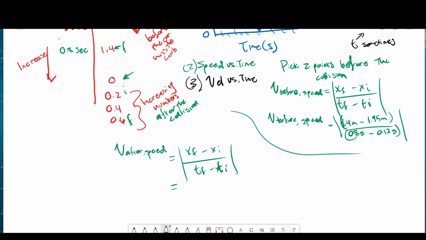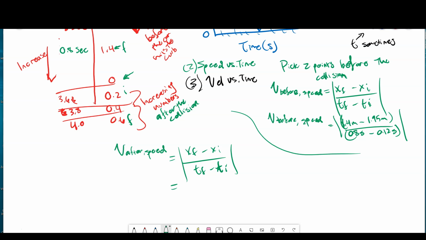So after the collision, we've got, oh, I need to come up with some time values here. So let's call this, I don't know, 3.6. We could say 3.8, and this is 4.0 seconds. All right, so let's say that's our data that we have.